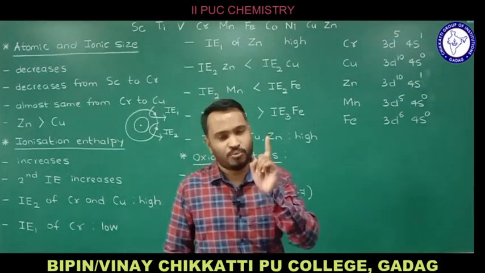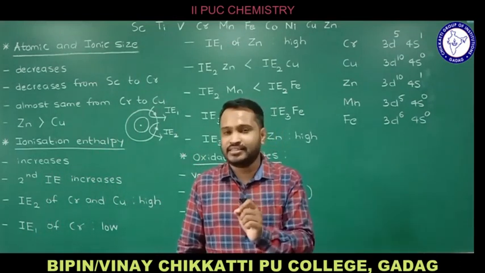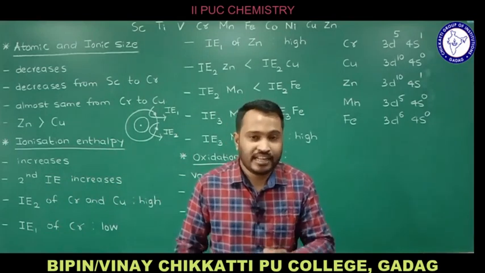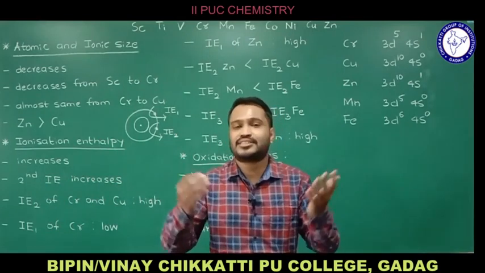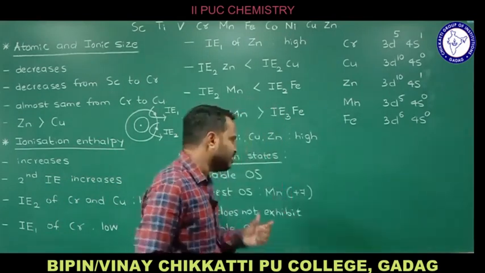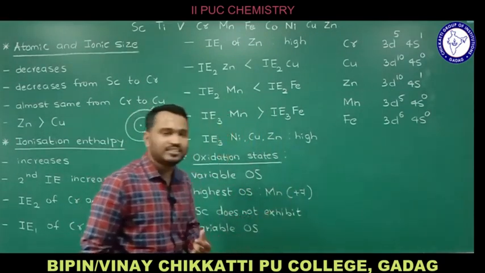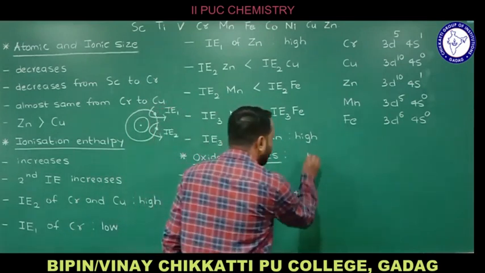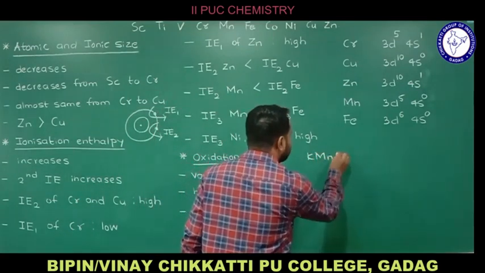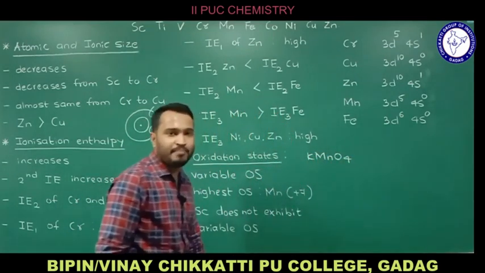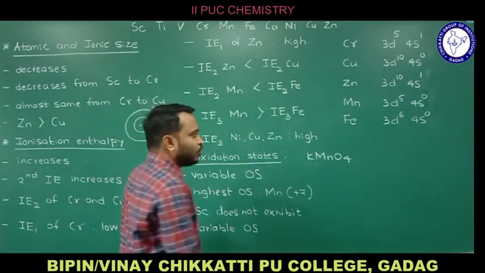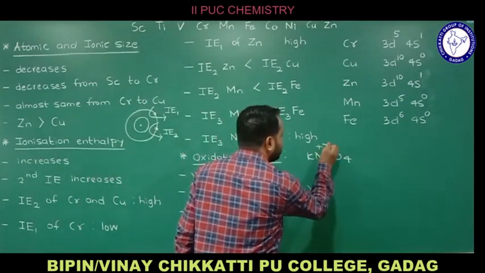Now, I am going to talk about the 3d series only. In the 3d series, we have one element that has the highest oxidation state, and that is manganese. The maximum oxidation state possessed by that is +7. I will give you one example: the compound KMnO4, potassium permanganate. Here the oxidation state of Mn is +7.